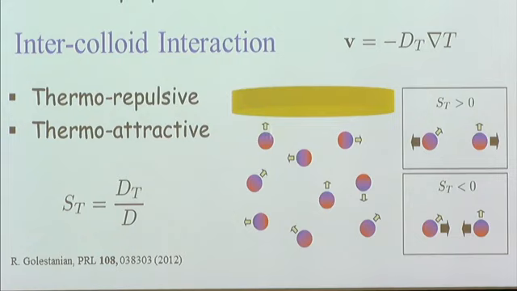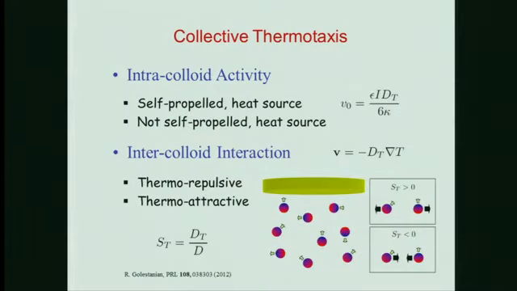And what determines whether the interaction is repulsive or attractive is the so-called Soret coefficient, which is the ratio between the off-diagonal Onsager coefficient and the diagonal Onsager coefficient, although it's not the right one, this one. So it could be both positive and negative.